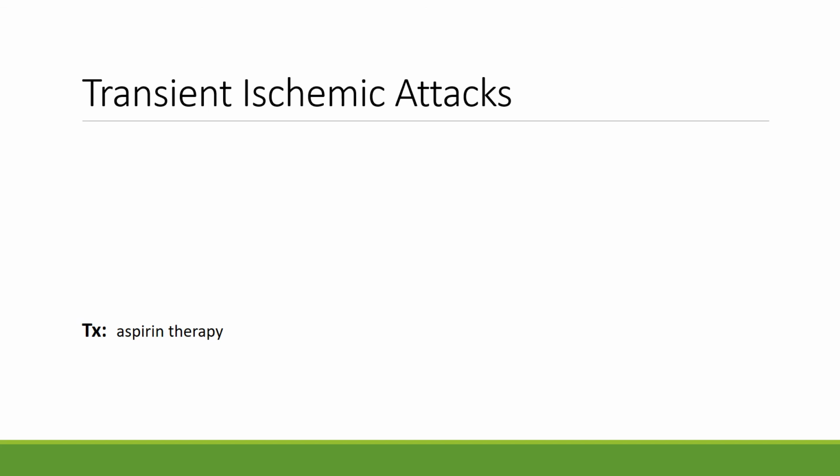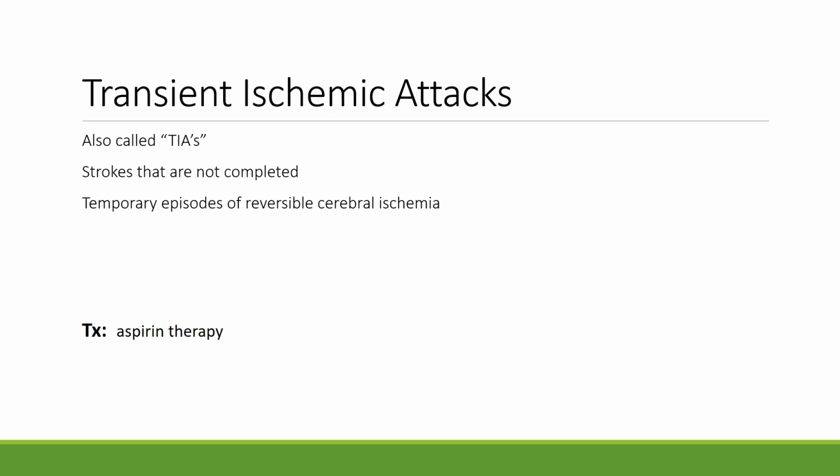Related to strokes, but not as severe, are transient ischemic attacks, also known as TIAs. They are strokes that are not completed. There's a temporary episode of reversible cerebral ischemia. That means that there's been a temporary stopping of blood to an area, but it can be restored. Ischemia means lack of a blood supply. These TIAs usually last for about 5 to 50 minutes.